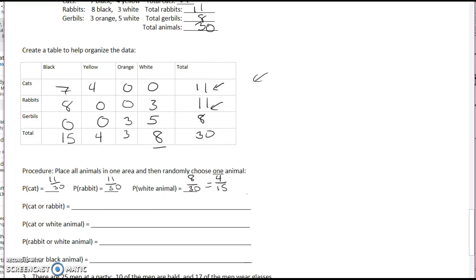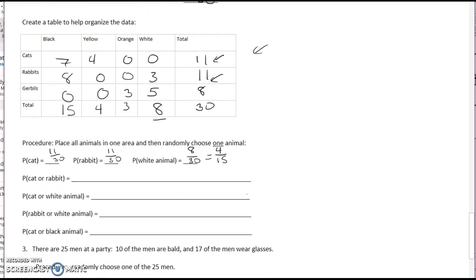All right, so now we're going to start working on events, and we're going to try to figure out if the events are disjoint or not disjoint, mutually exclusive or not mutually exclusive, and then based on that, we are going to find these probabilities. So what we're looking for, remember, events that are not disjoint have overlap. When I take a look at my first situation, it says find the probability of getting a cat or a rabbit. Ask yourself, are these disjoint or not?